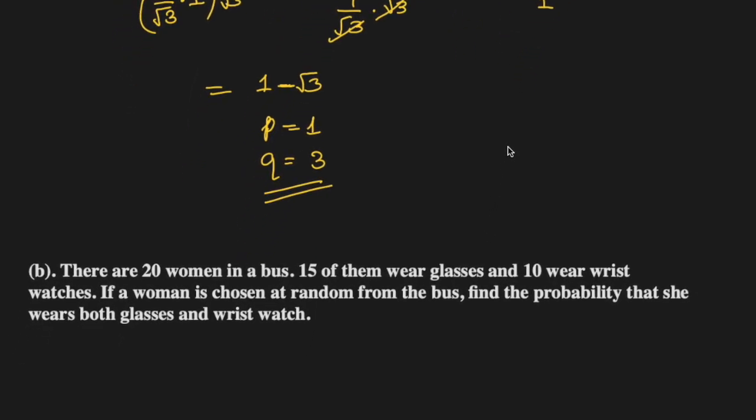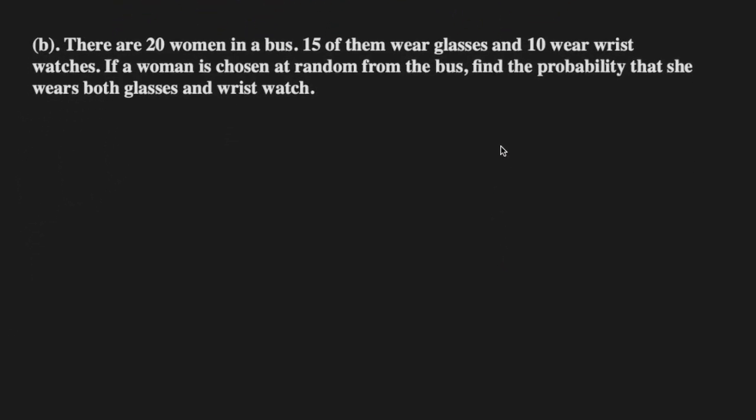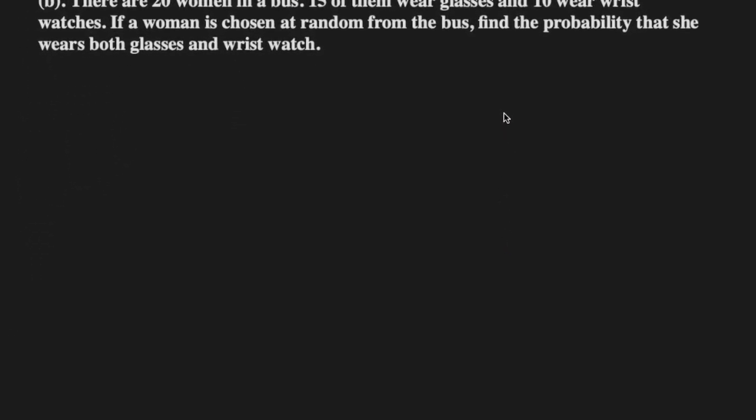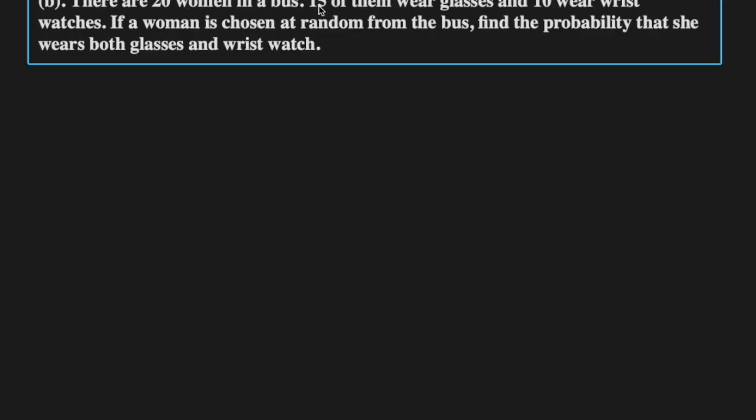Moving on to the B part of this. There are 20 women in a bus. 15 of them wear glasses and 10 wear wristwatches. Okay, 15 plus 10 is 25, which is more than 20. That means some of them wear both. If a woman is chosen at random from the bus, find the probability that she wears both glasses and wristwatch.